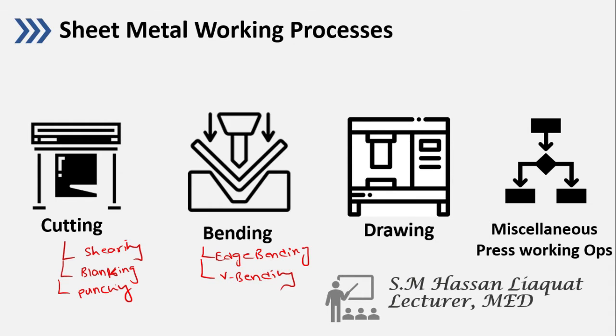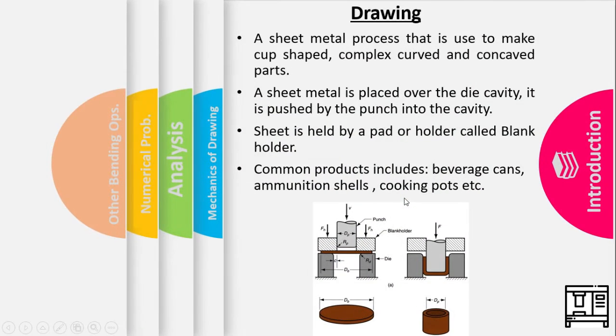Now in this week we will discuss the third type of the sheet metal working process, that is the sheet metal drawing operation, or what is also known as the deep drawing operation, just to differentiate it from the bulk deformation process of drawing, that was the wire and the bar drawing. So let's start with the drawing operation. So what is the drawing operation?